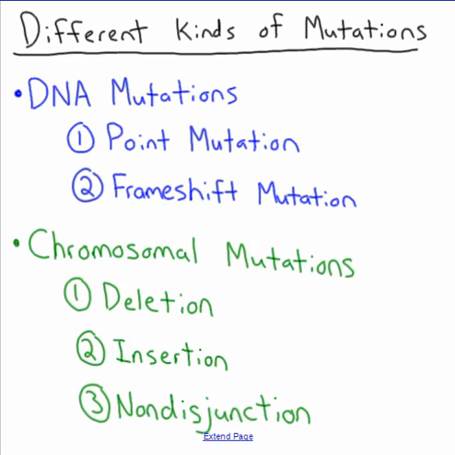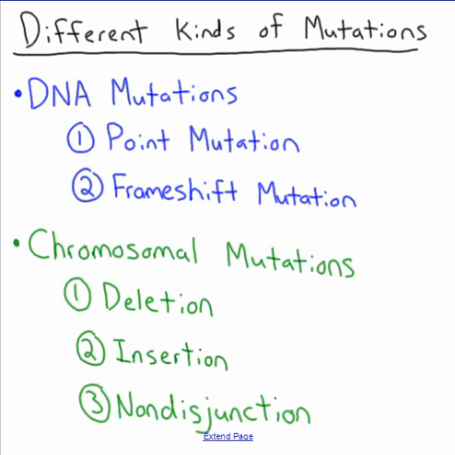So first, there is DNA mutations. In DNA mutations, there are two of them. There are point mutations, and there are frame shift mutations. Point mutations on a scale of 1 to 5 are probably a 1, being less severe. Frame shift mutations are a bigger deal. So they are more severe and they mess up more things, or they change more things in your DNA.